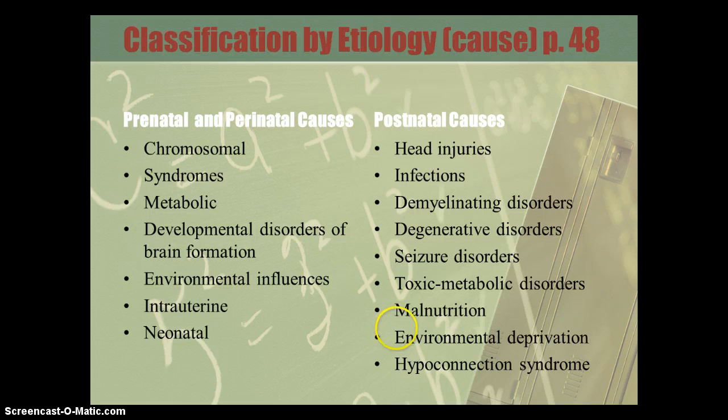Now when we look at causes, at classifications, one of the ways we look is by etiology or cause. So chromosomal, and that has to do with when your chromosomes unite, and we'll talk about that in chapter 4. Syndromes like Down syndrome, Edwards syndrome, Williams syndrome, which is a set of characteristics that when you see all those characteristics together have a commonality. Metabolic, that's how your body processes food. Developmental disorders of brain formation, that would be like anencephaly, where the person has a brain stem but they don't have the rest of the brain.